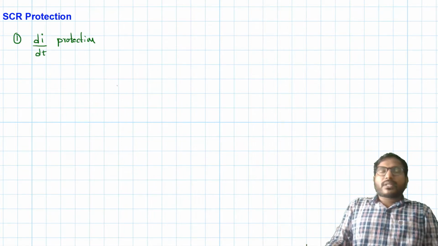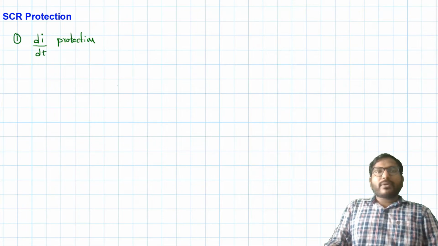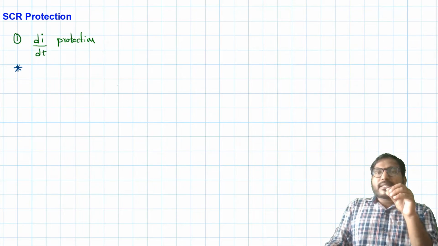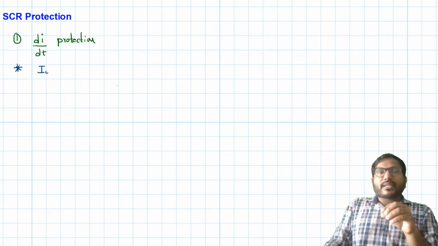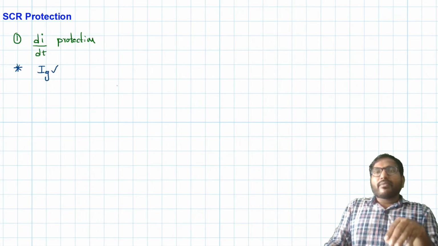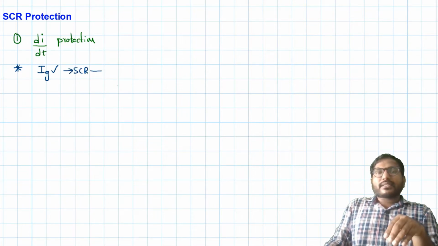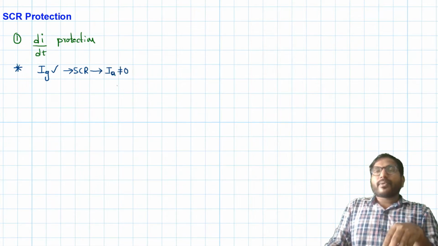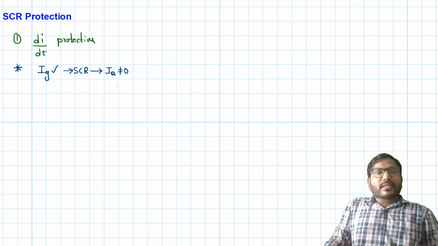So coming to the first issue, dI/dt protection. Conceptually, first point, consider when SCR is triggered, IG is available. When SCR is triggered, SCR starts its conduction, that means IA is not equal to 0.